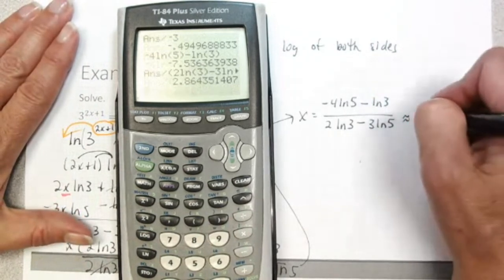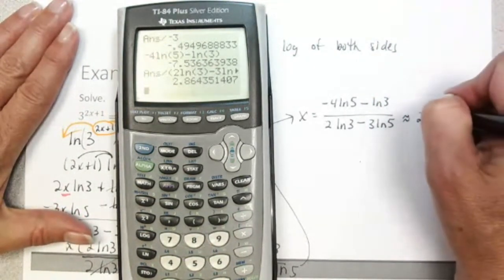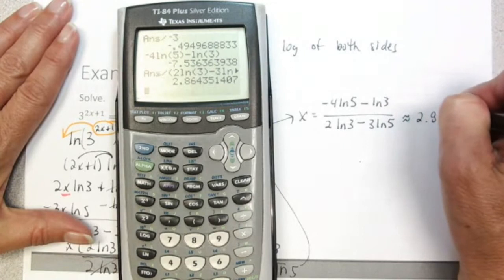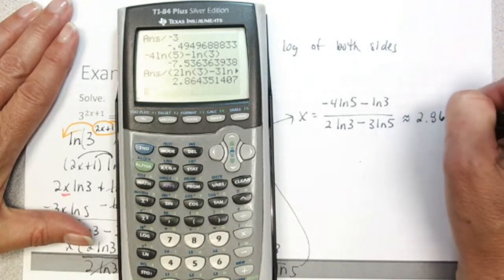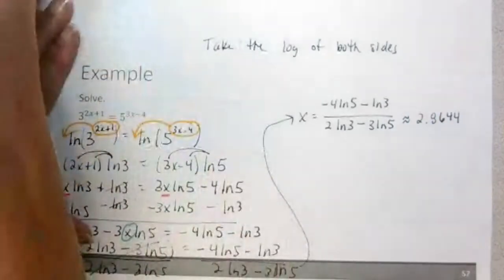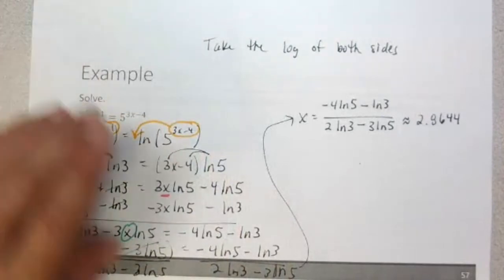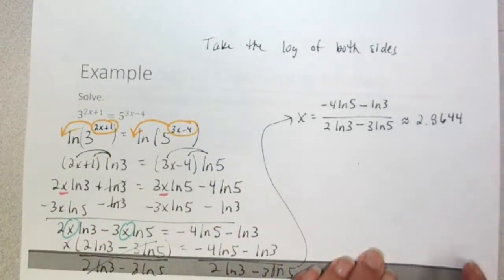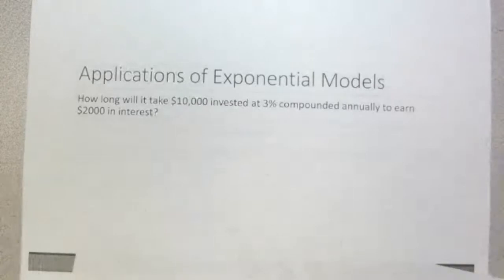What do I end up with? My approximate answer is 2.8644. Okay. Oof, that was a good problem, wasn't it? Lots of work there. All right.